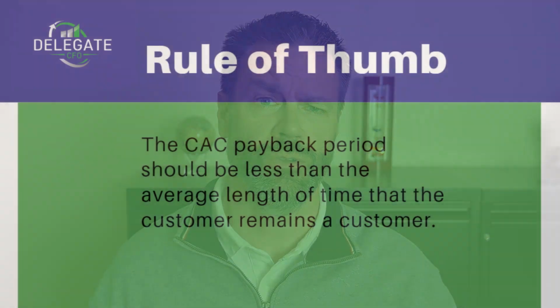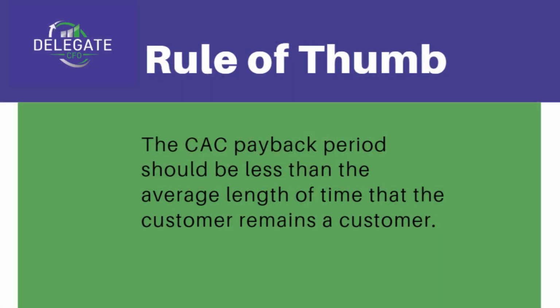In our previous example, we saw how the customer lifetime was 1 year. However, the payback period was 1.25 years. As a general rule of thumb, for a campaign to be a viable marketing campaign, the payback period needs to be less than the lifetime of the customers. What this means is the time it takes for a company to recoup its costs for new customer acquisition should be less than the average length of time that the customer remains a customer.